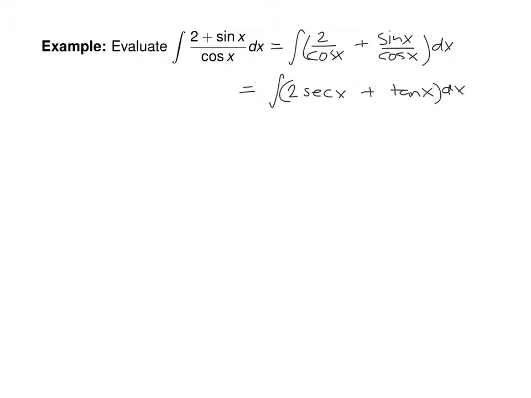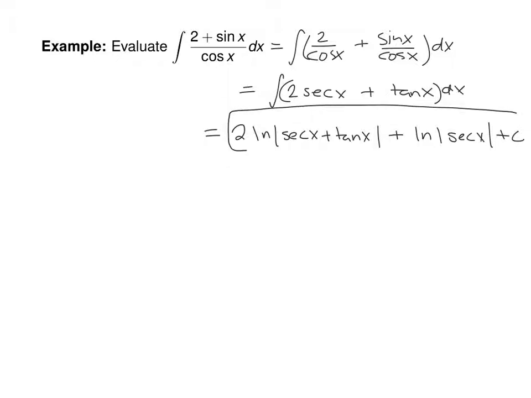You maybe would encounter tangent on a test, and maybe you could derive it by letting u equal cosine. But for now, the point is that occasionally this might happen. You have to know the antiderivatives of secant and tan. So the antiderivative is 2 ln absolute value secant x plus tan x plus natural log absolute value of secant of x plus c. So those are the two useful formulas that we had at the end of our last lesson.